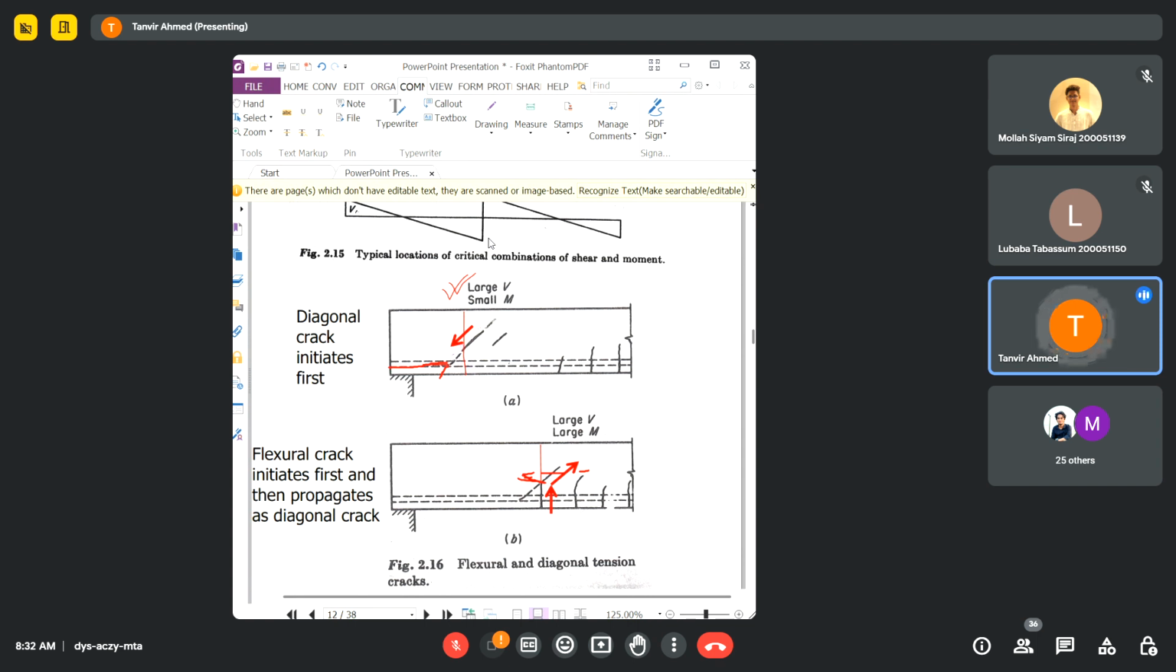So the effective area is much higher. Effective area available to resist the shear force is much higher in this case compared to this case. The effective area available to resist the shear in this case is lower because there is already some area loss, okay, because of the cracking formed by the flexure or formed by the moment.